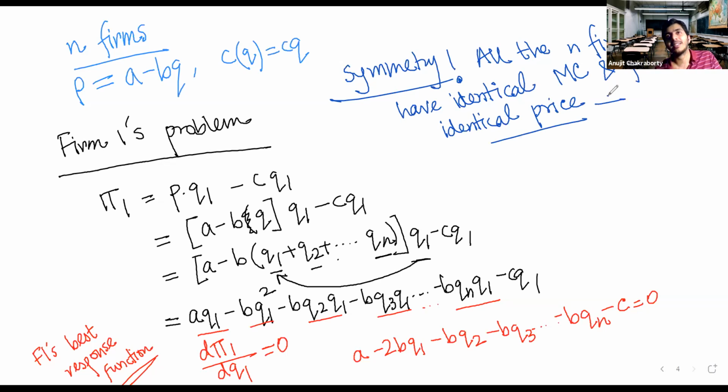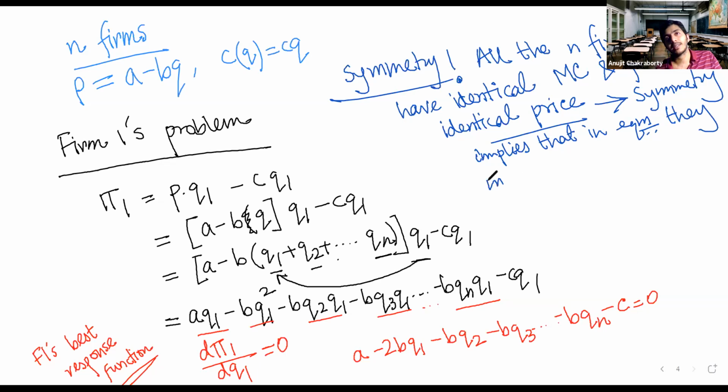And what that means is symmetry implies that in equilibrium, they must produce identical quantities. That is what symmetry implies. They must be producing identical quantities.